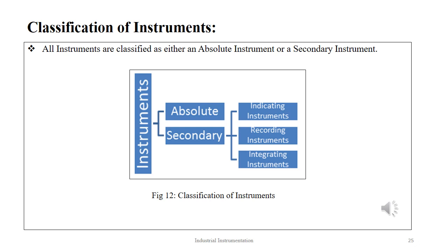As previously mentioned, instruments are largely categorized as absolute and secondary instruments. Under the secondary instruments come three types of instruments: indicating instrument, recording instrument, and integrating instrument. As part of industrial instrumentation, we focus on the secondary instruments.